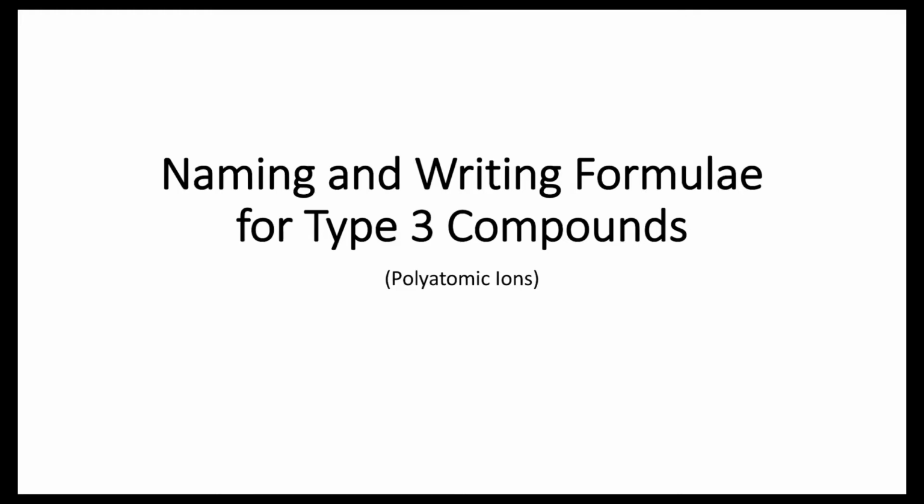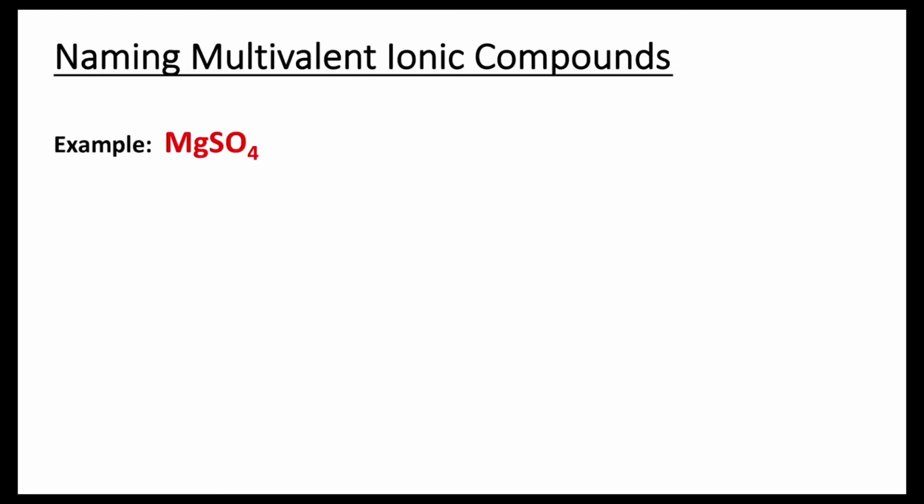So welcome to today's lesson on naming and writing formulae for type 3 compounds, which involve polyatomic ions. Remember, with polyatomic ions, you're expecting to see more than 2 capital letters found in the compound, and this list can be found on the back of the periodic table that you colored. So let's get started. So naming multivalent ionic compounds, for example, MgSO4.